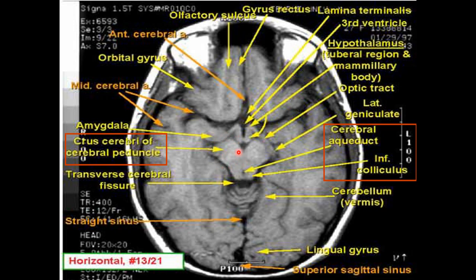This is the cerebral peduncle. The substantia nigra divides it into the crus and the tegmentum. The two peduncles, the right and left, are separated from each other by the interpeduncular fossa or the interpeduncular cistern, and this floor here is the posterior perforated substance. Okay?